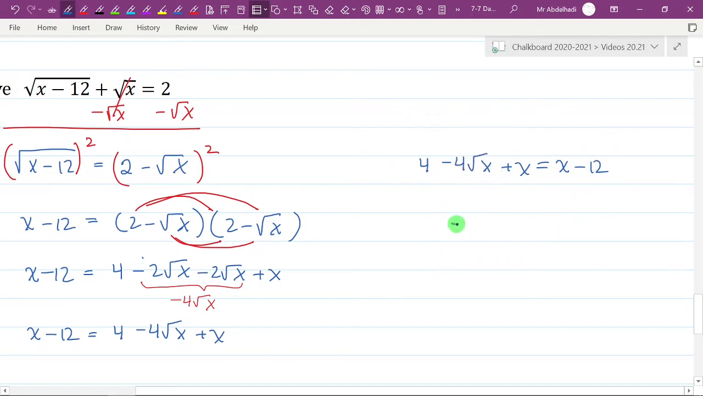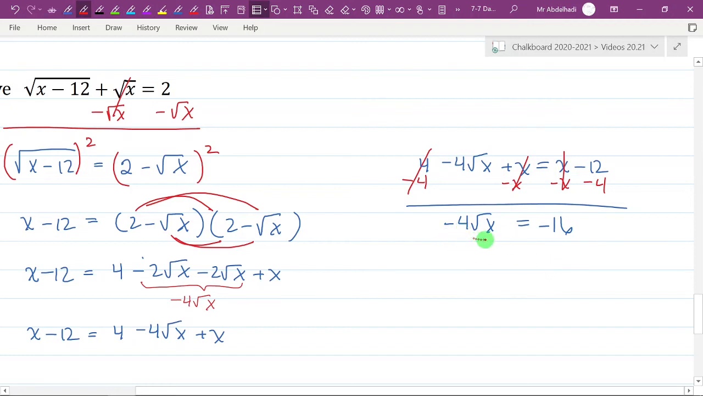Now I have to get it by itself. So I need to get rid of this 4. So I'll subtract 4 from both sides. I also need to get rid of this x here, so I'm going to subtract this x from here. And if I subtract an x from one side, I have to do it from both sides. And let's see what happens here. These cancel out, and so do these. So I have negative 4 radical x on this side equals, these cancel out, and this becomes a negative 16.